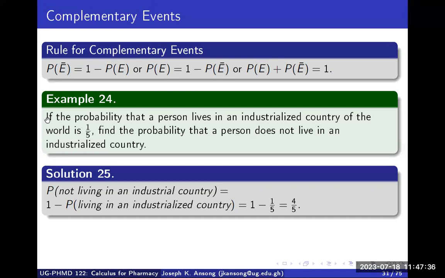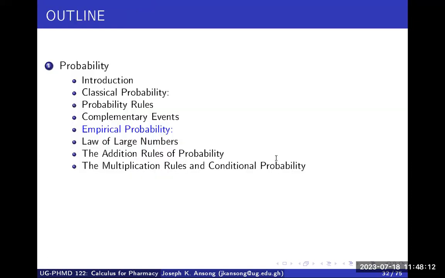So let's look at this example. If the probability that a person lives in an industrialized country of the world is 1/5, find the probability that a person does not live in an industrialized country. So that's a complementary event. The complementary event is that a person does not live in an industrial country. So to find the probability, just take 1 minus the probability that a person lives in an industrial country, which is 1/5. And so you get 4/5. So that's straightforward.